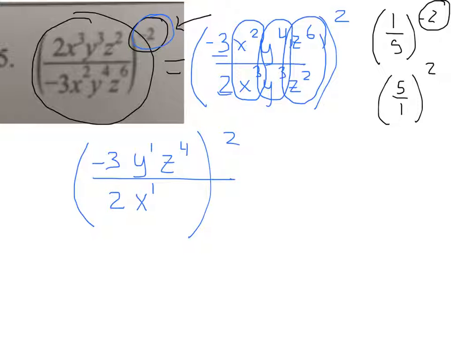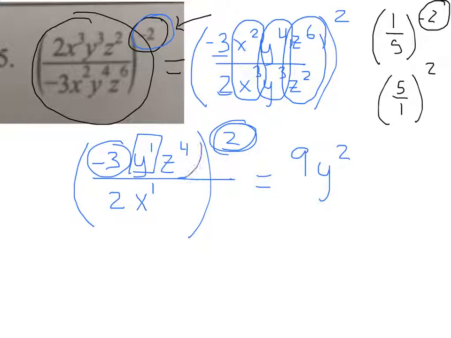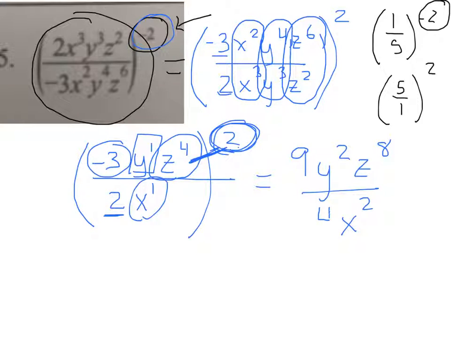Now that I've simplified what's in the parentheses, I need to square it, don't I? Negative 3 squared is 9. Y to the first squared is y to the second. Z to the 4th squared is z to the 8th, not 6. You don't add the exponents. You multiply them because it's a power to a power. X to the first squared is x to the second, and I forgot to square 2. 2 squared is 4.